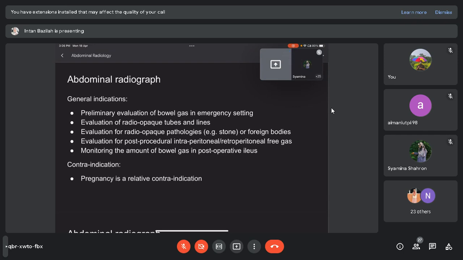Next, when they want to evaluate for radio-opaque pathology such as stone or foreign bodies, to evaluate for post-procedural intraperitoneal or retroperitoneal gas, as I mentioned earlier, and to monitor the amount of bowel gas in post of INS. And the contraindication is the same as any other imaging that involves radiation, which is pregnancy.